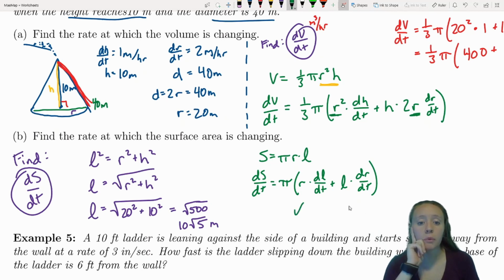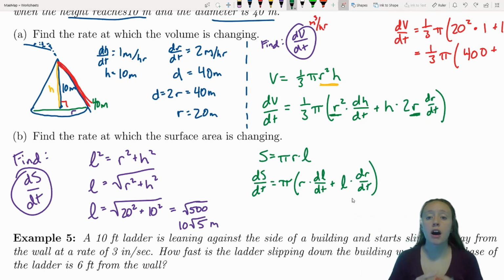We have r, we have L, we have dr/dt, but we don't have dL/dt. Is there a way that we can possibly solve for dL/dt? Is there some other formula we can relate to get dL/dt? Because that's an unknown, but it's not the unknown we're trying to find. So let's see if we can solve for it.